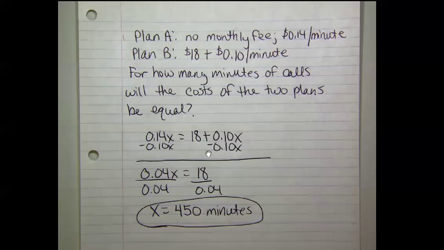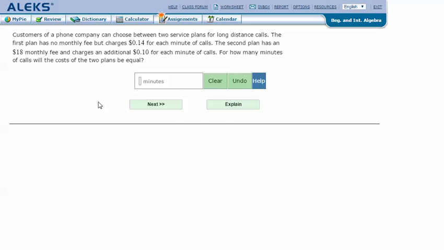And so then I subtracted 0.10x from both sides of the equation and got 0.04x equals 18, and then divide both sides by 0.04 to solve for x, and x equals 450. When you talk on the phone for 450 minutes in both plans is when the cost of the plans will be equal to each other.